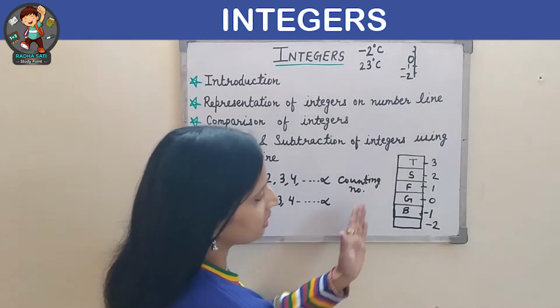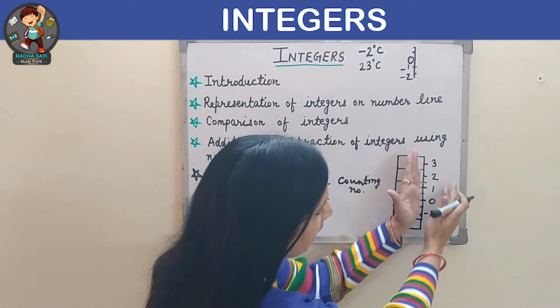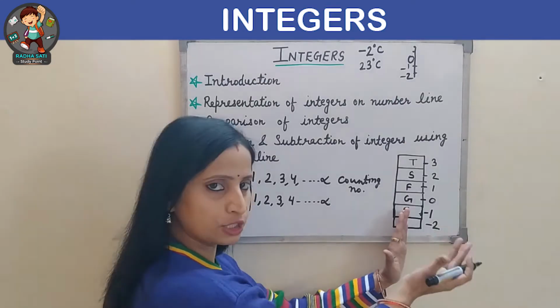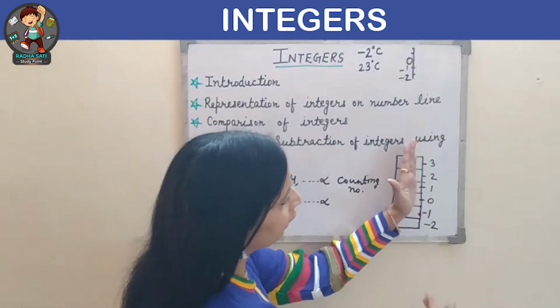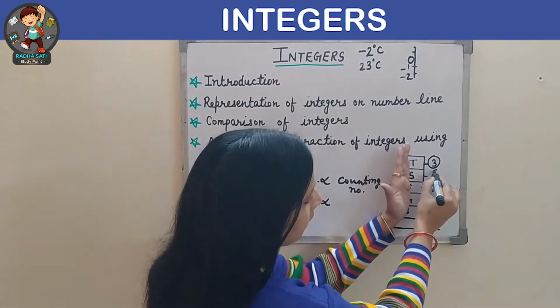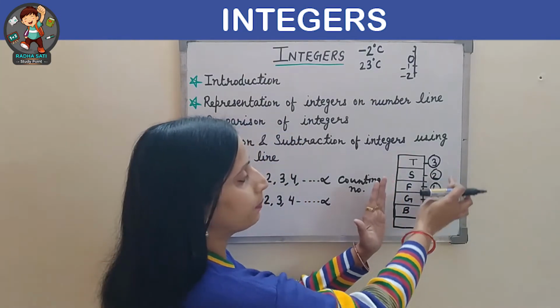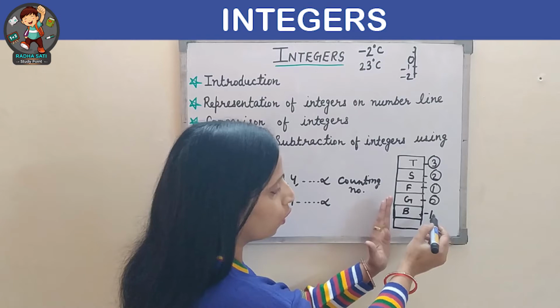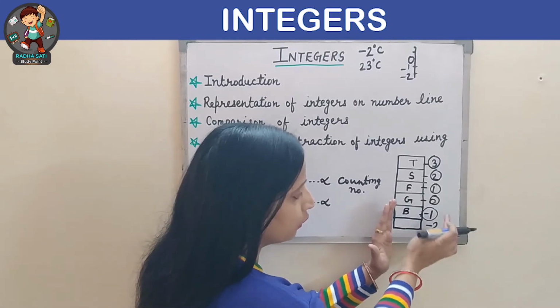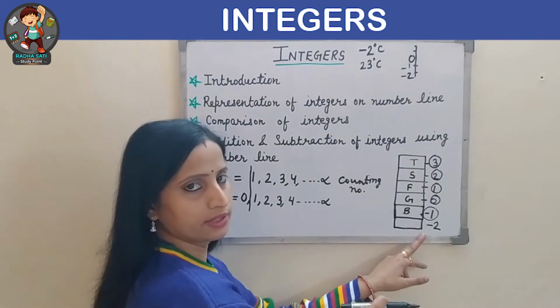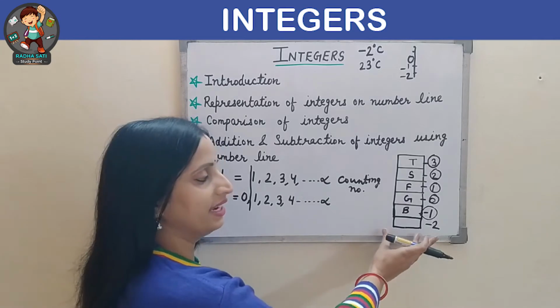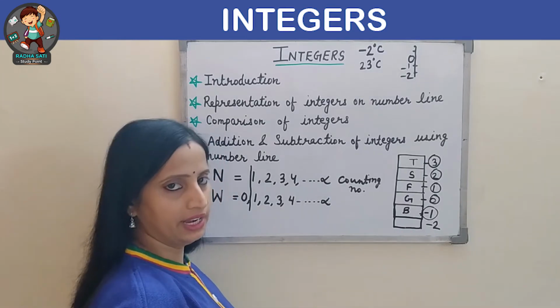You all must have seen these types of numbers inside the lift also. You all have experience of lift. So inside the lift also you must have seen these types of buttons. If you have to go to the third floor, then you will press 3. But if you have to go to the basement, then you will press these negative numbers. So we can see integers in our real life also.